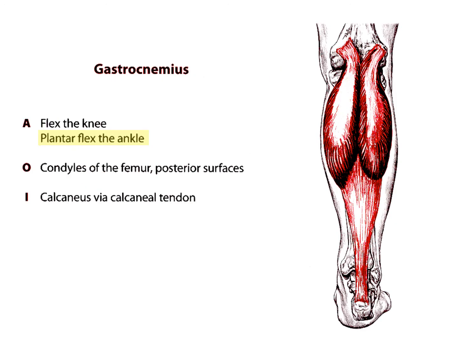The gastrocnemius is the largest and most superficial of the muscles on the back of the lower leg. It is a major plantar flexor of the ankle, but as it crosses the back of the knee, it also assists with flexion of the knee. It originates on the condyles of the femur, which are found on the back of the femur at the lower end, and it inserts on the calcaneus or back of the ankle bone.